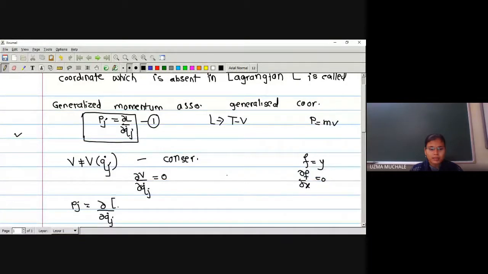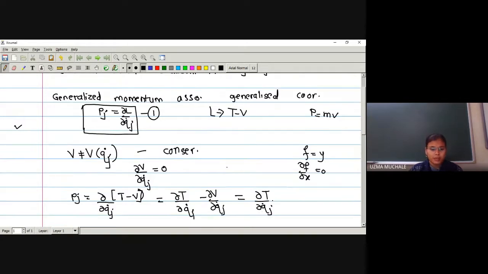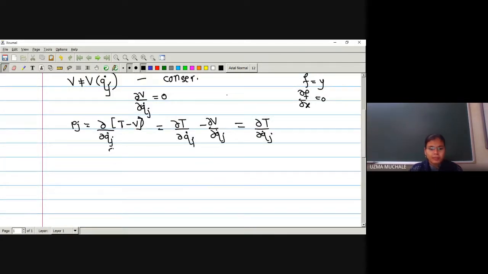But what is L? L is nothing but your T minus V. Correct? Value of L we have T minus V. So we can write this derivative, by using the rules of derivative for addition and subtraction, as dou T by dou qj dot minus dou V by dou qj dot. But what is the value of dou V by dou qj dot? It is equal to 0. So we can write this equation as dou T by dou qj dot simply, minus 0, it will not have any effect. So what do I get as the resultant? We are getting Pj is equal to dou L by dou qj dot.